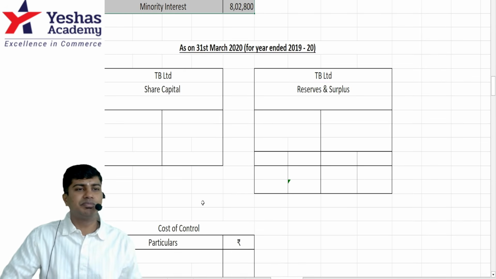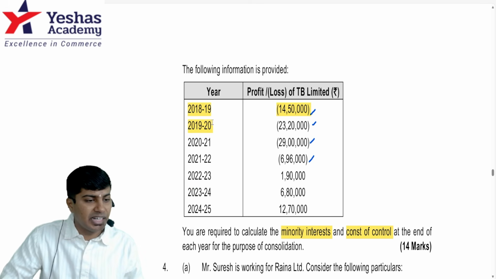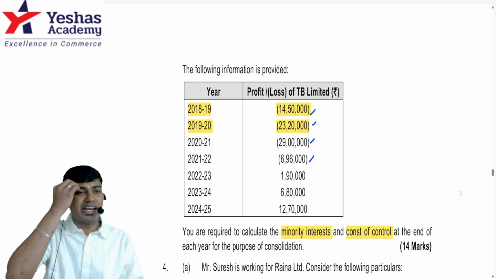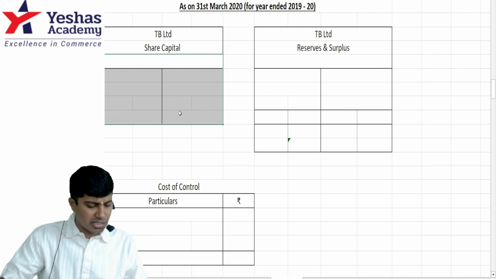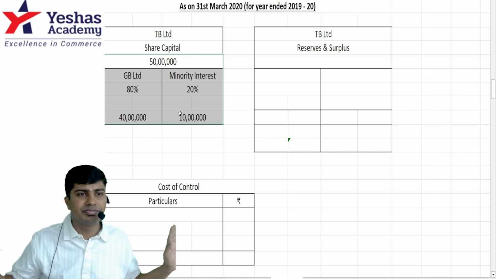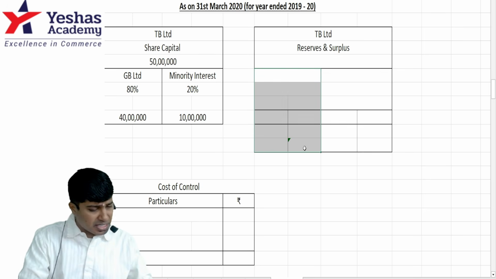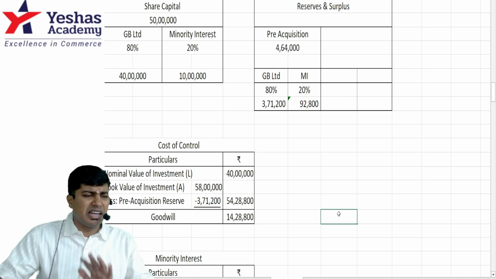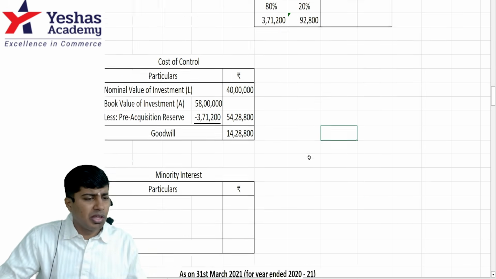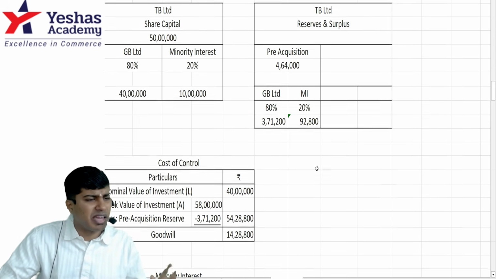Very good. Next year, 2019-20. In the year 2019-20, how much is the profit earned? Minus 23 lakh 20. Again loss. Now I want you to focus. This remains same. Pre remains same. In cost of control, nothing different. Everything is absolutely same. In minority interest, share capital and pre-acquisition reserve, same.